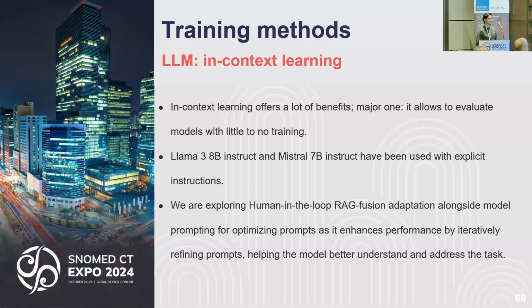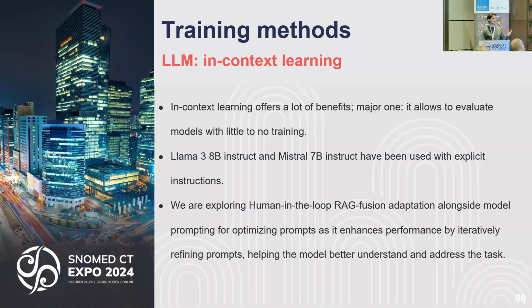And now the in-context learning. Obviously, in-context learning offers a lot of benefits. You don't need to actually train the models, and you can directly jump on to evaluating them. For that, we make use of Llama and Mistral instruct versions, and we provide explicit instructions explaining what the task is and some description of the classes as well, so that the model has an understanding of that.